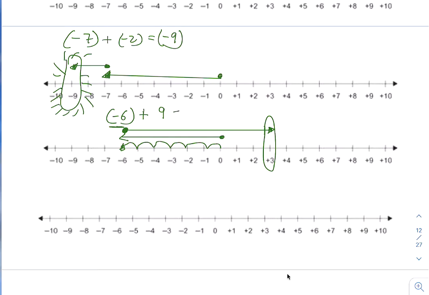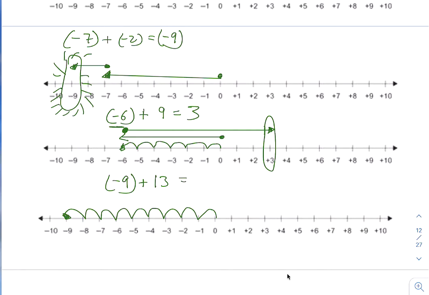So the answer is +3. Let's do another one, and this time we're going to do the jumping jack. So this one I'm going to go -9 plus 13. So this one I'm going to go -9. 1, 2, 3, 4, 5, 6, 7, 8, 9.